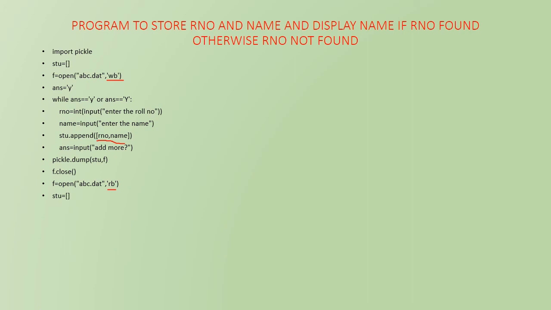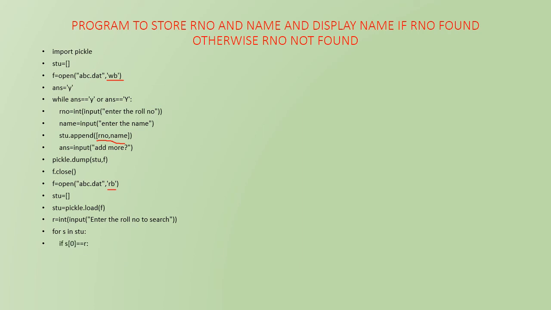Next we are using the same list stu. Now we are doing pickle.load of f, the file object. One more thing is there in our question: if we are searching for the roll number and it is present, we wanted to display the name, and if it is not present, we wanted to display roll number not found. So I'm using a for loop, because I am giving the ans for adding more and more roll numbers and names. So many roll numbers will be there, that's why I'm using for s in stu.